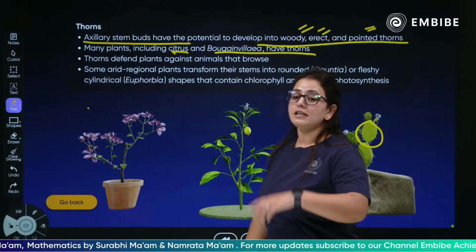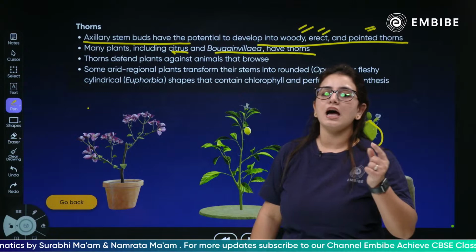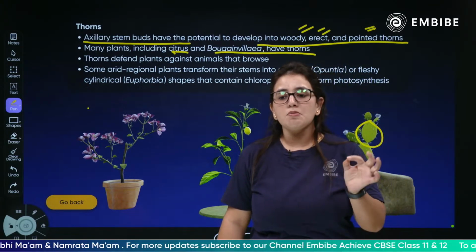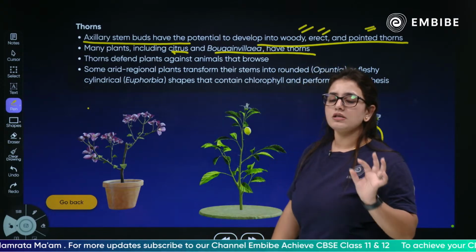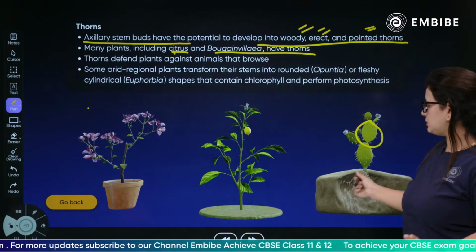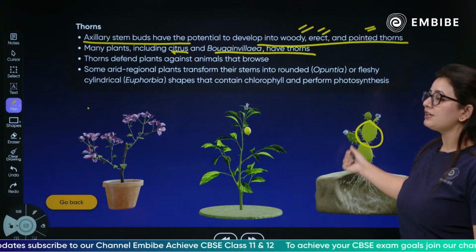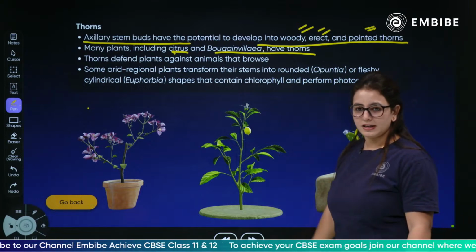Of course, the difference between thorns and prickles: thorns are a little bit longer and more thick, and they are present on plants such as cactus, citrus and of course bougainvillea.